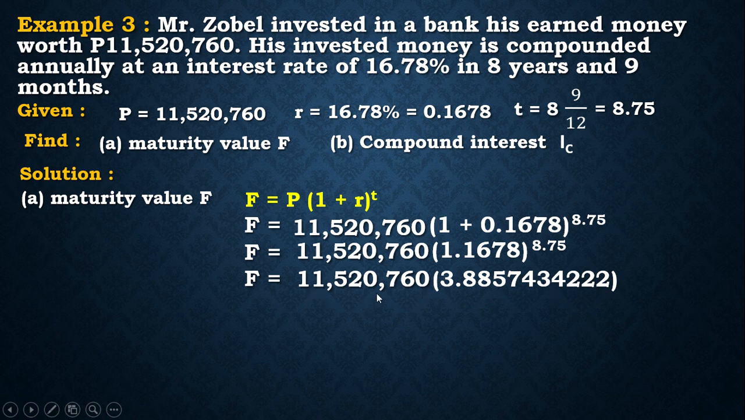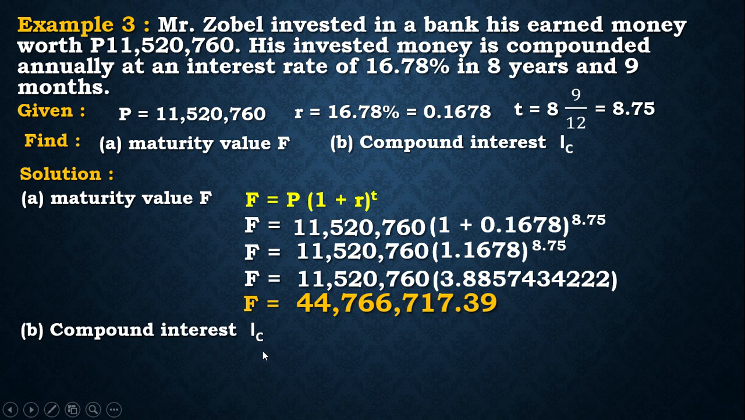So, 11,520,760 times 3.8857434222. And we have the maturity future value of 44,766,717.39. After finding the maturity future value, let's proceed sa compound interest, which has the formula, compound interest is equal to F minus P, or the compound interest is equal to maturity future value minus principal.